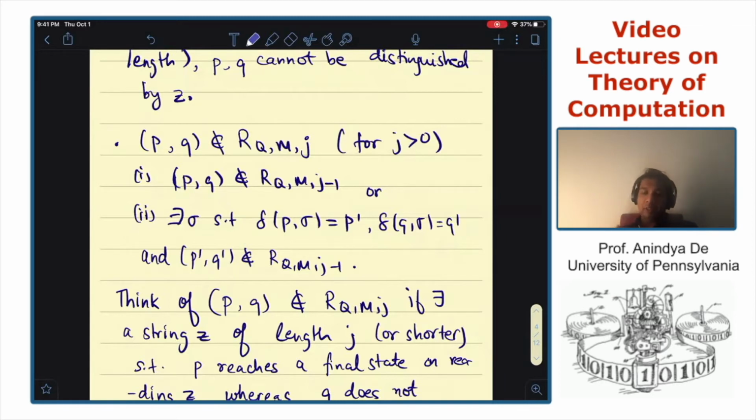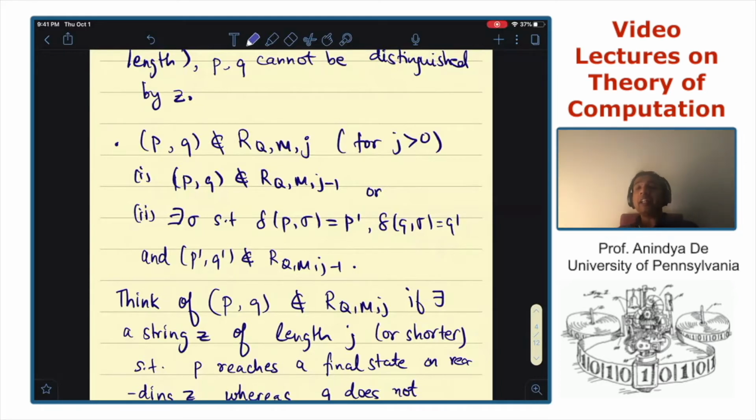Otherwise, you can just go over every symbol sigma, see what state you go to when you start from P and read sigma. Likewise, you start from Q and read sigma, see what state you go to. And if any of these P primes, Q primes are in different equivalence classes for R_{Q,M,j-1}, then again P, Q will be in different equivalence classes.